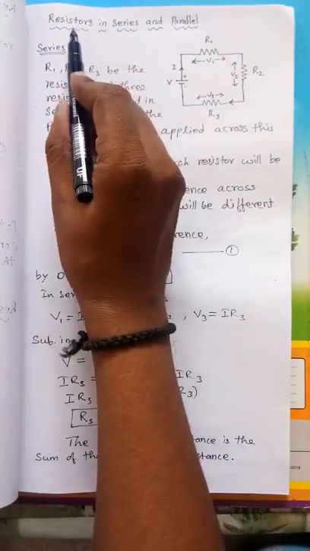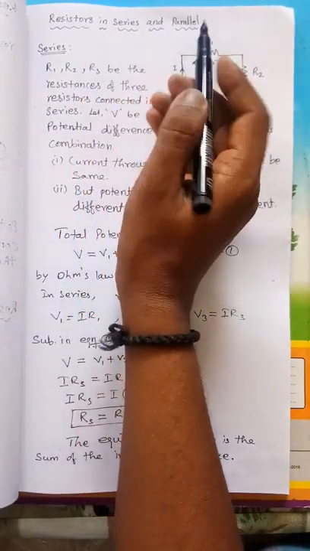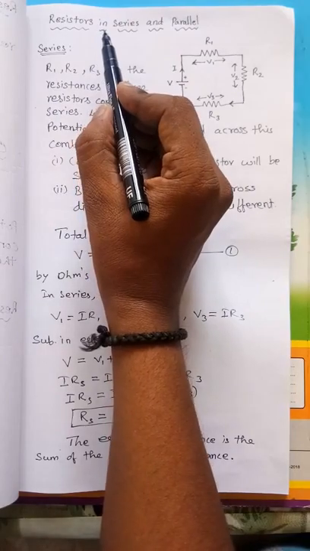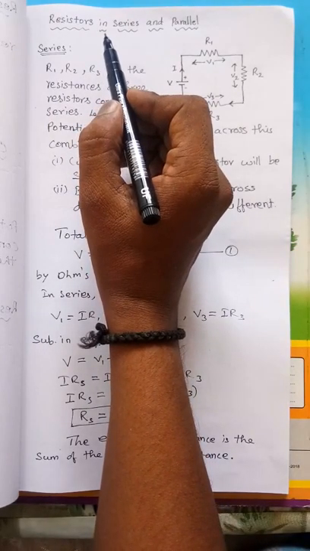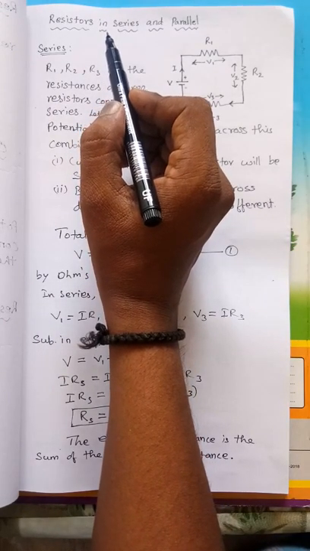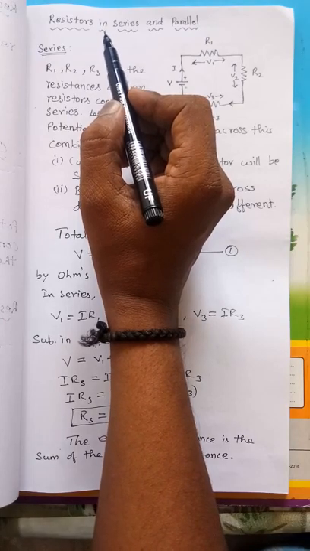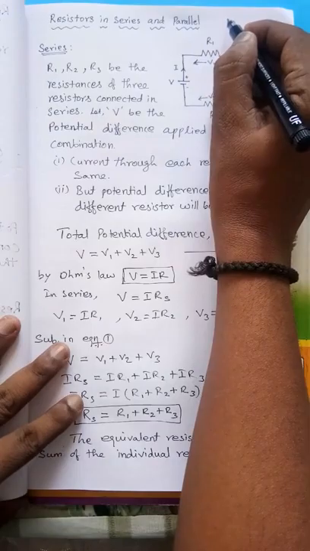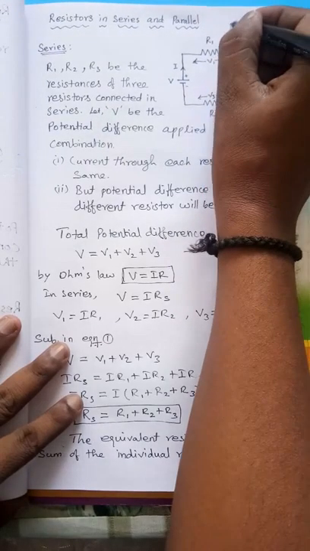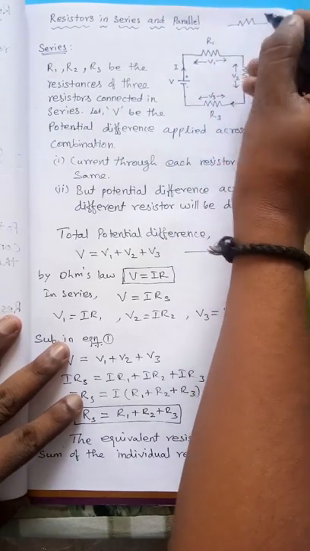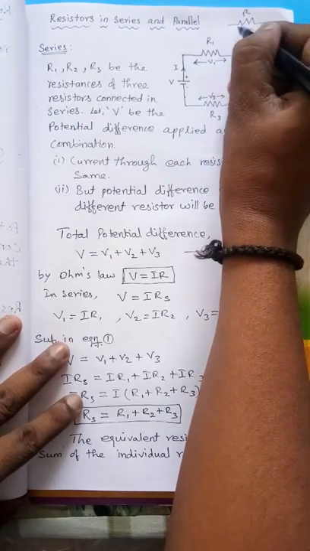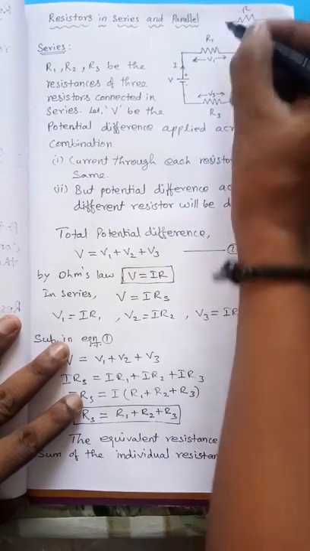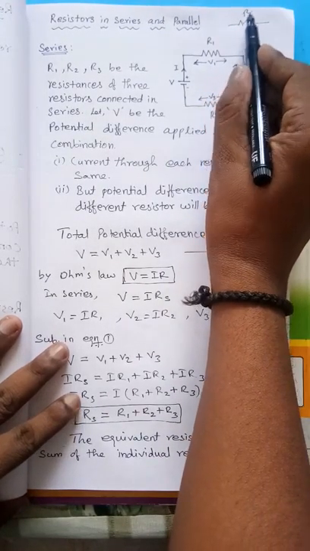Next question: resistors in series and parallel. From the first lesson you already know capacitors in series and capacitors in parallel. Here, resistors. Resistance means restricting the current. That instrument is called a resistor. The symbol of a resistor is a zigzag path like this shape. This is the symbol of resistor R.